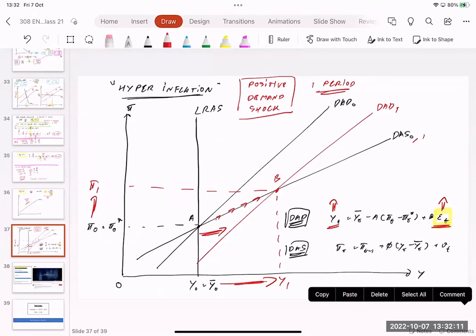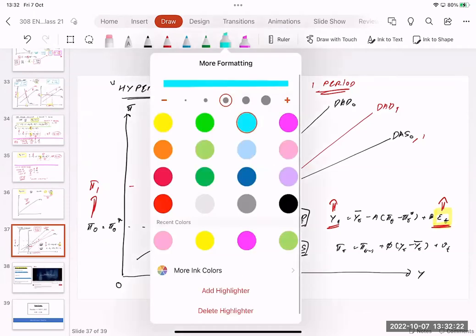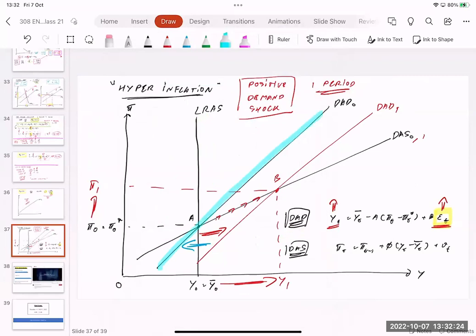Next, what happened in day two? In day two, the positive demand shock already disappeared. So DAD goes back to the original point, back to the original graph. So I put a comma 2, 3, and so on.